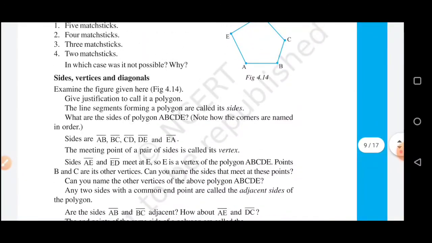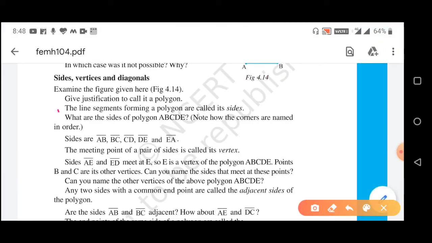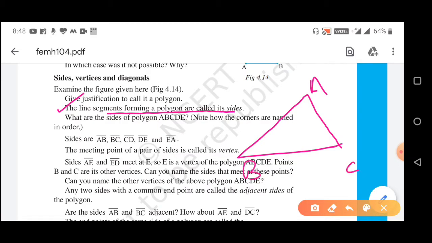Now sides, vertices and diagonals. What are sides? The line segments forming a polygon are called sides. So suppose we consider a triangle ABC. AB, BC and CA are sides of the polygon, that means sides of the triangle. So these are called sides.